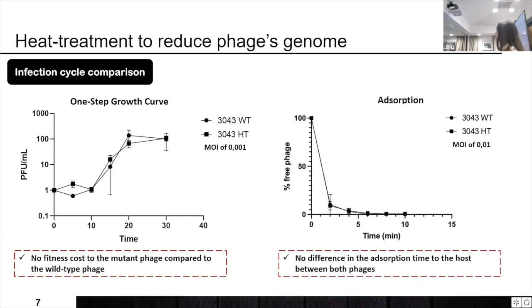So we then performed some adsorption assays to understand if our heat-treated mutant would adsorb to our host cells quicker or if it would take longer than our wild-type phage. But as you can see, no difference in the adsorption time to the host between both phages.